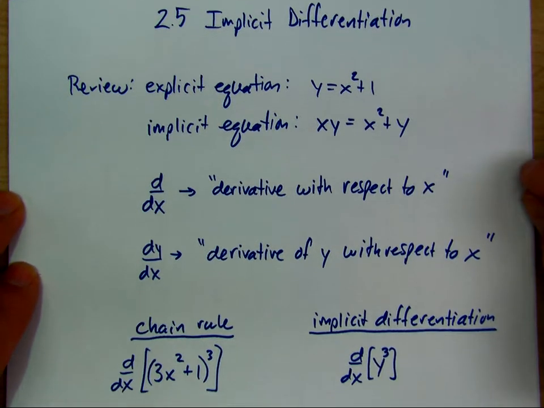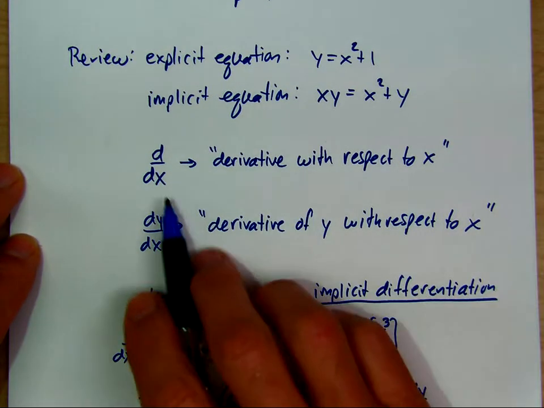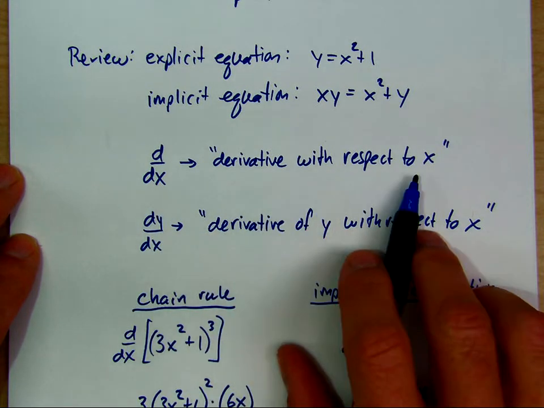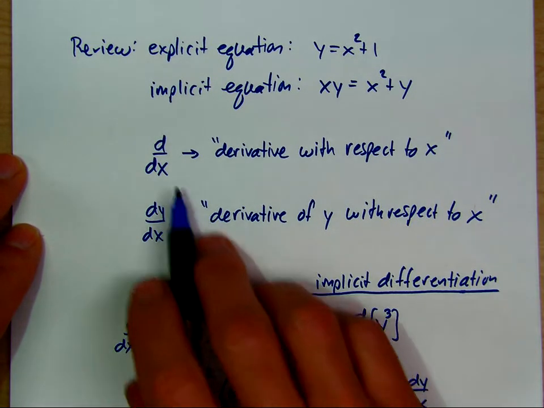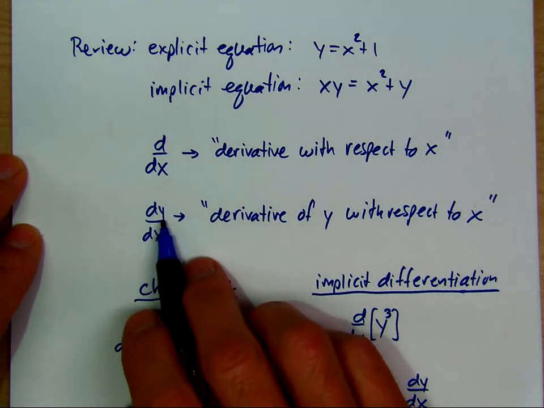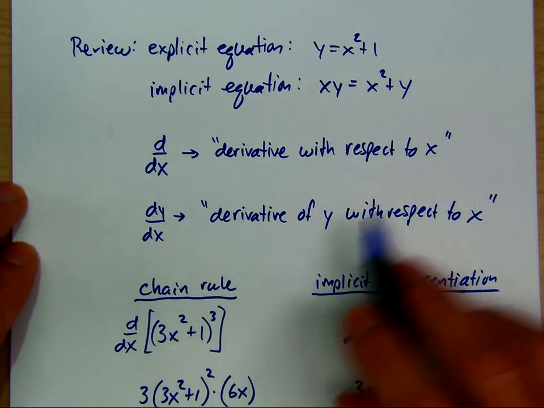So also let's look at this notation d dx. We would read it as the derivative with respect to x. And then you can have d dx of whatever thing. So here we have d dx of y. It means the derivative of y with respect to x.